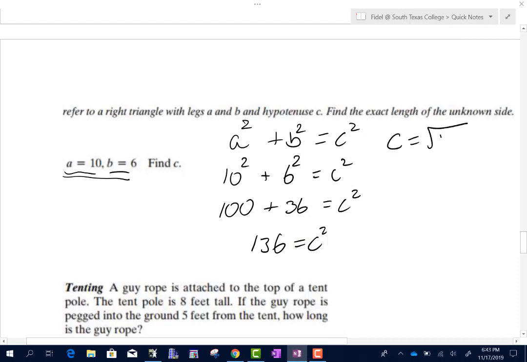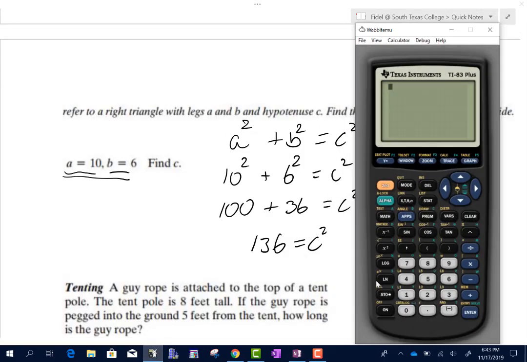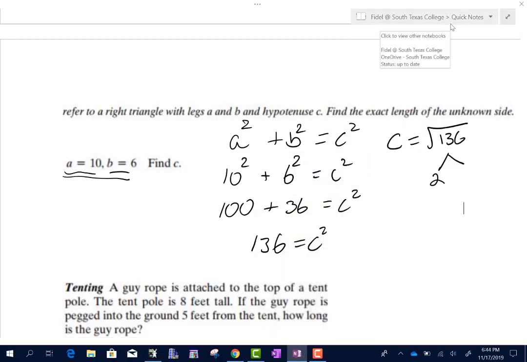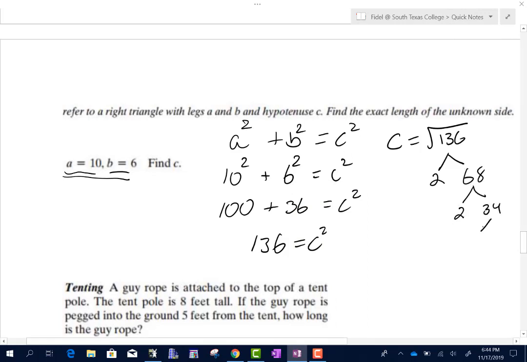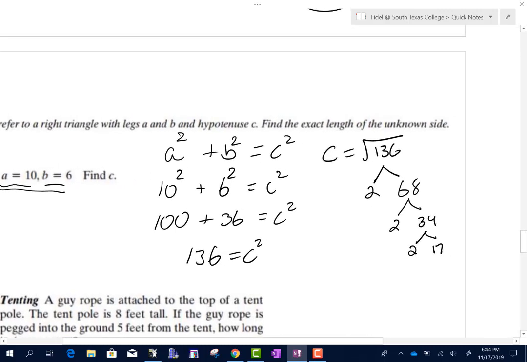C is equal to the square root of 136. I'm going to start dividing it. My first thing, guys, it's even. Let me divide it by 2. So let's see. What's 136 divided by 2? 68. Okay. So let's go like this. 2 and 68. Okay, I can divide that by 2 again. That's 2 and 34. I can divide that by 2 again. That's 2 and 17.